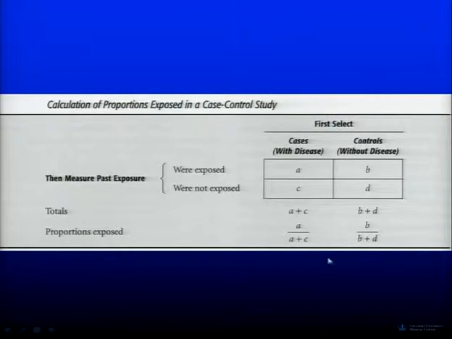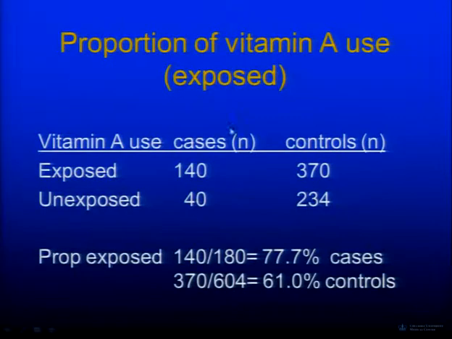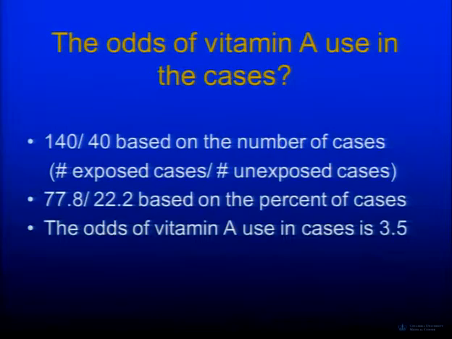We can look at the proportions that were exposed in this case control study. What proportion of people used vitamin A, or were exposed? In the cases it's 77% and in the controls it's 61%. So it looks like there could be a bit of a difference, but we still can't really tell. We haven't gone all the way.